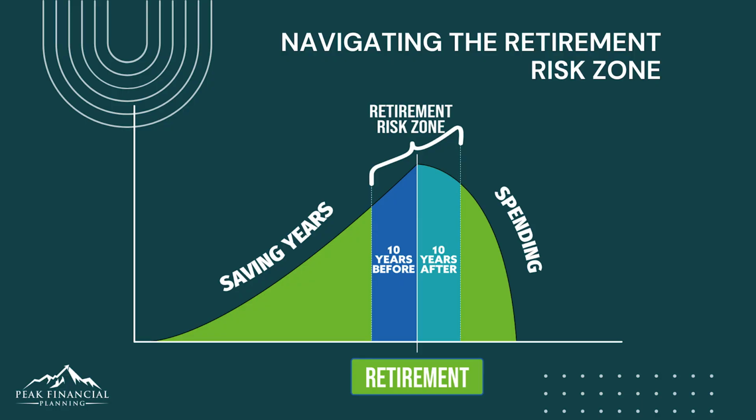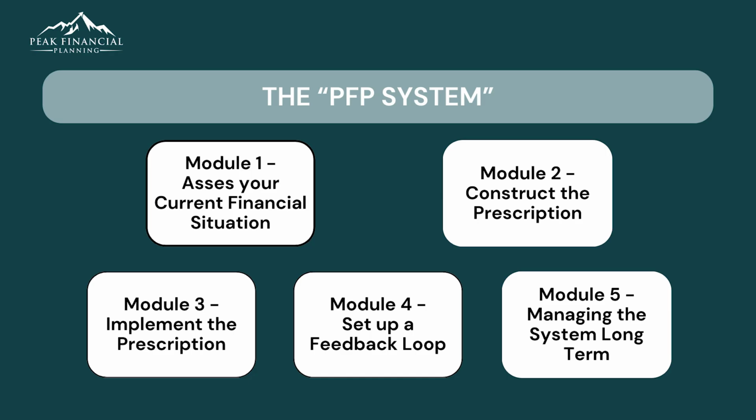So to go back and recap a little bit, we've talked about our peak financial planning system. It's broken into 5 financial planning modules. We've already covered weeks 1 and 2 in module 1 and 2, and this is week 3.